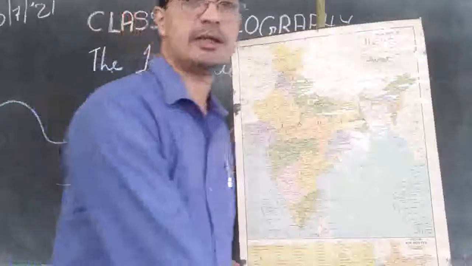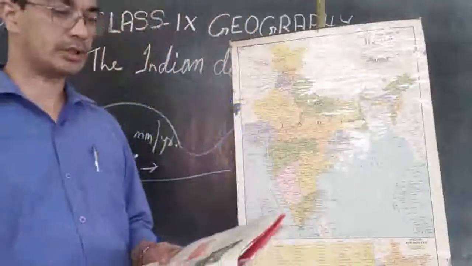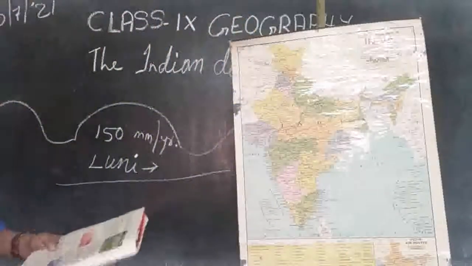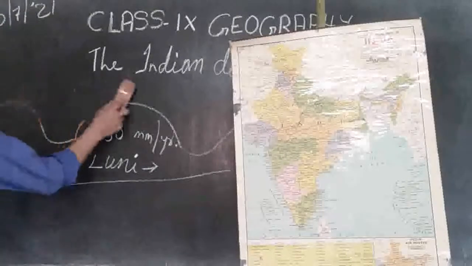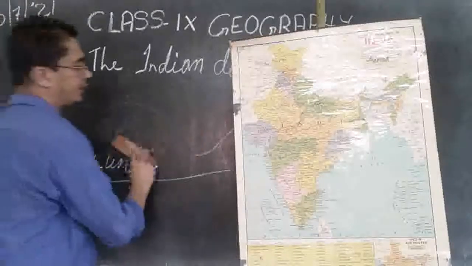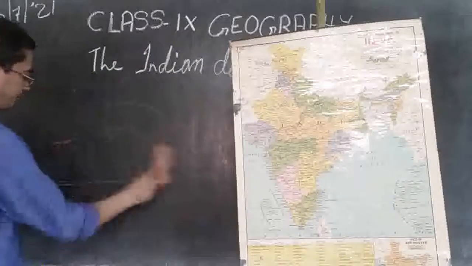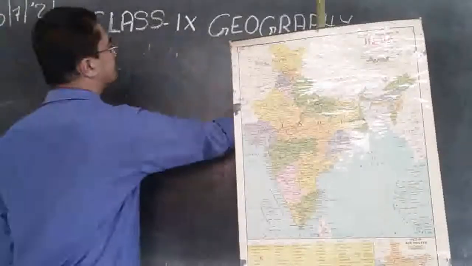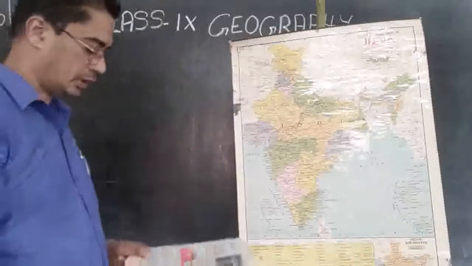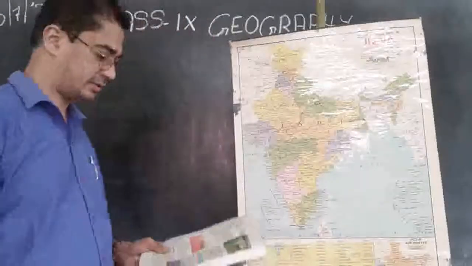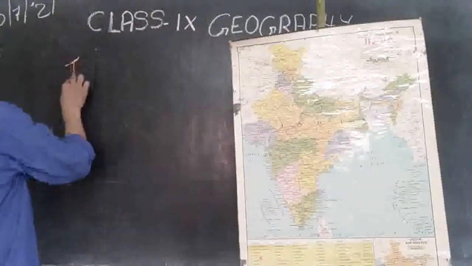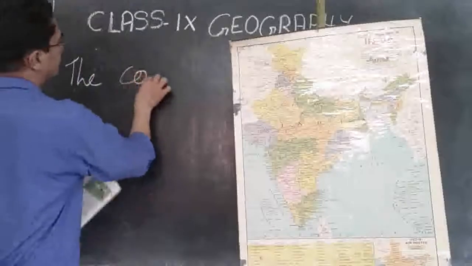So that is a little information that we have about the Indian desert. Now let us come to another area of India, that is the coastal plains. The coastal plains.